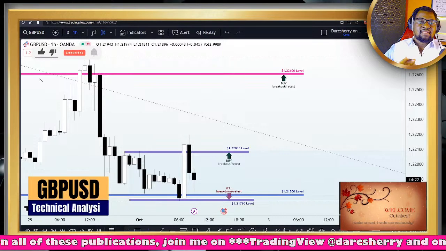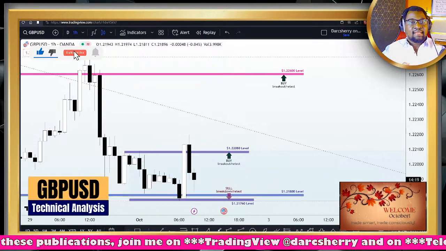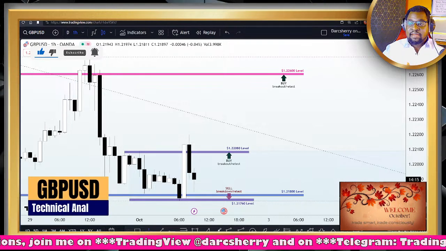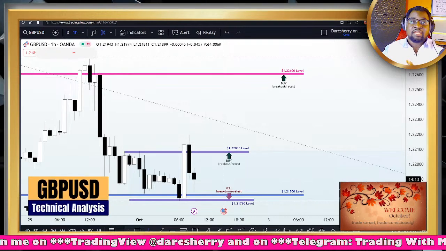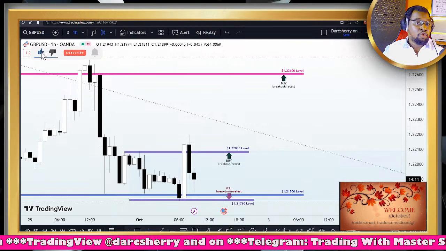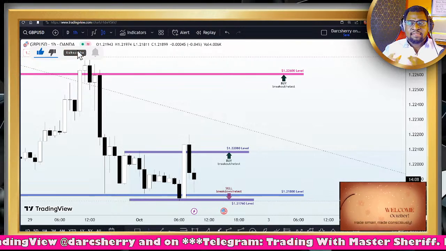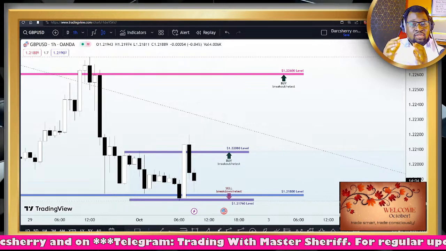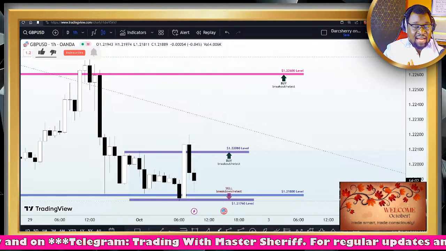So the next asset on our watch list for today is the GBPUSD, and that is the cable market. And in fact, we are beginning to see an interesting setup gradually unfold before our eyes. First and foremost here, let me remind you all that our center of focus is going to be on the 1 hour time frame.